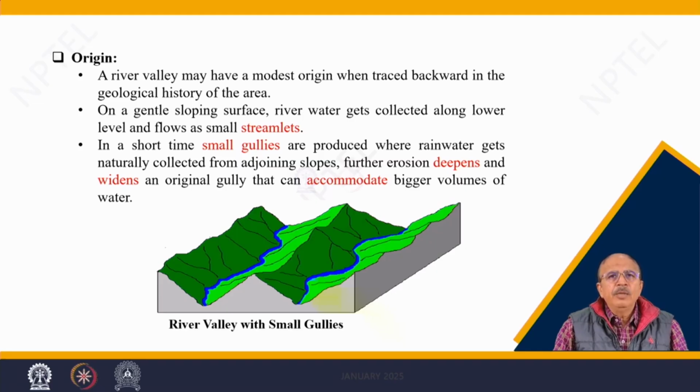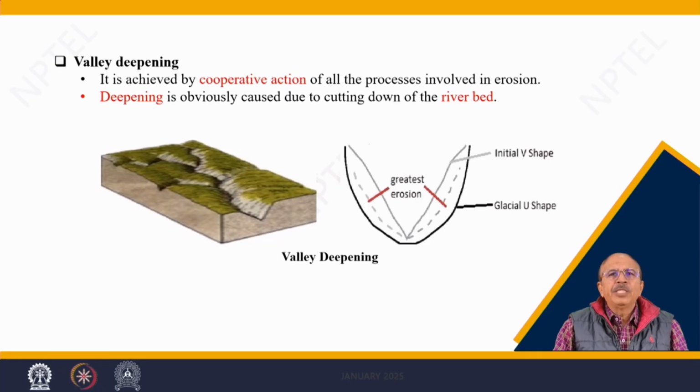In a short time, small gullies are produced where rainwater gets naturally collected from adjoining slopes. Further erosion deepens and widens an originally small gully that can accommodate a bigger volume of water. So you can see in the figure a river valley with small gullies. Valley deepening is achieved by the cooperative action of the processes involved in erosion. Deepening is obviously caused due to the cutting down of the river bed.